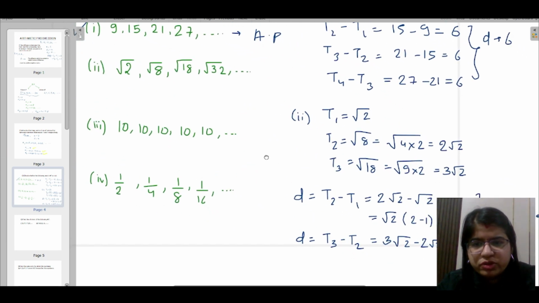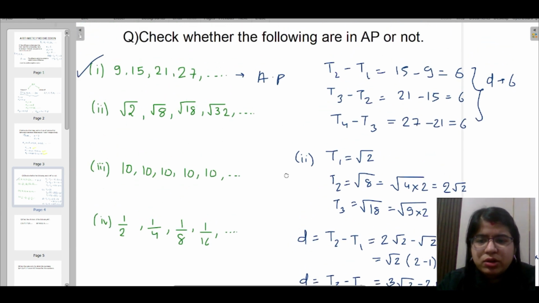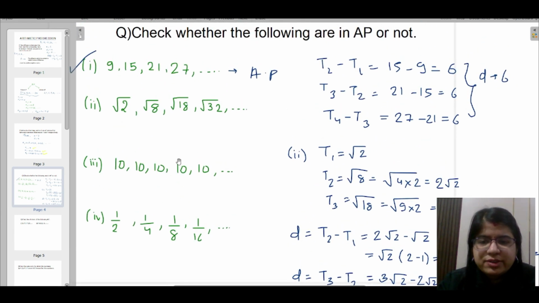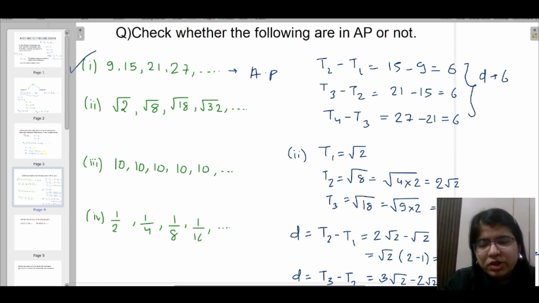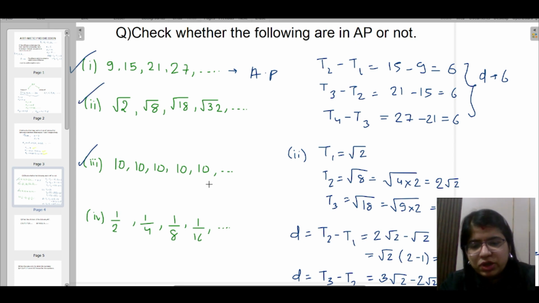Now students, let's see the third question. Here the series is given as 10, 10, 10, like this. So is it in AP or not? Students, earlier we discussed that the common difference can be 0 also. When you subtract the first term from the second term, you get 0. When you subtract the second term from the third term, you get 0 again. So this is again in the form of AP. So all these three are in AP. Now let's check the fourth one.